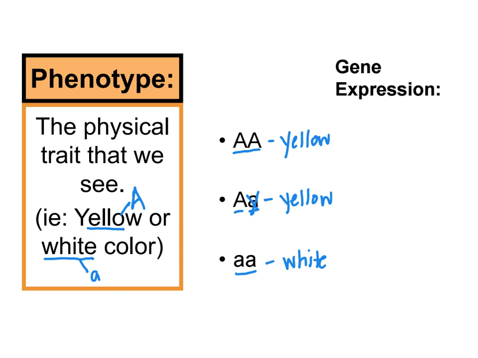Because a homozygous dominant will be a yellow flower and a heterozygous will be a yellow flower, when you look at a yellow flower, you do not know which of these two genotypes is actually causing that to happen. On the other hand, when you see a white flower, you know for certain that the genotype is a homozygous recessive because that is the only way that you can get a white flower.